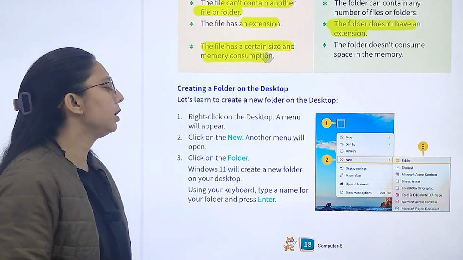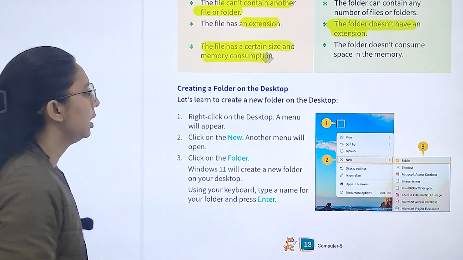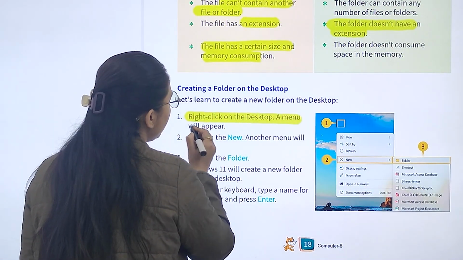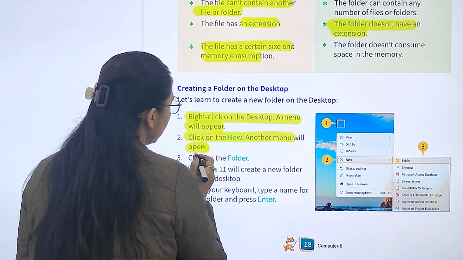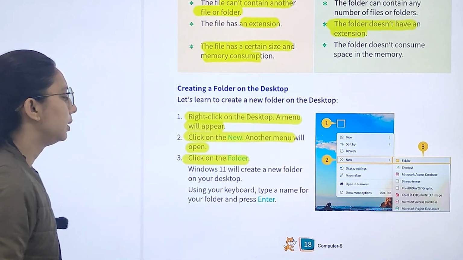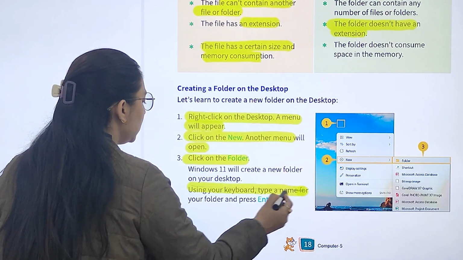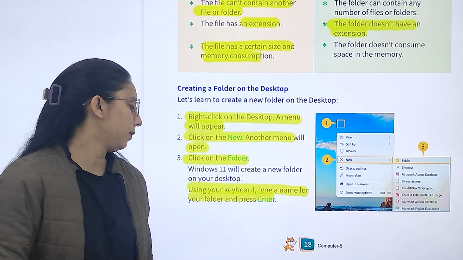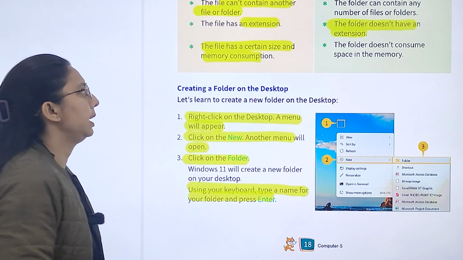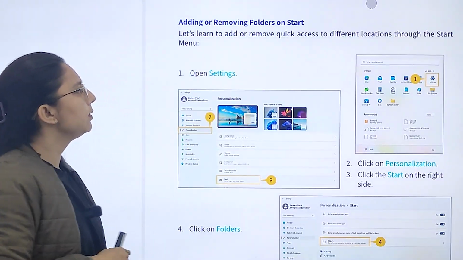A file has a certain size and memory consumption, but a folder does not consume space in the memory. Now creating a folder on the desktop. If you want to create a folder, right click on the desktop, a menu will appear. Click on new, another menu will appear. Click on folder. Windows 11 will create a new folder on your desktop. Using your keyboard, type a name for the folder and press enter. And your folder will be created.